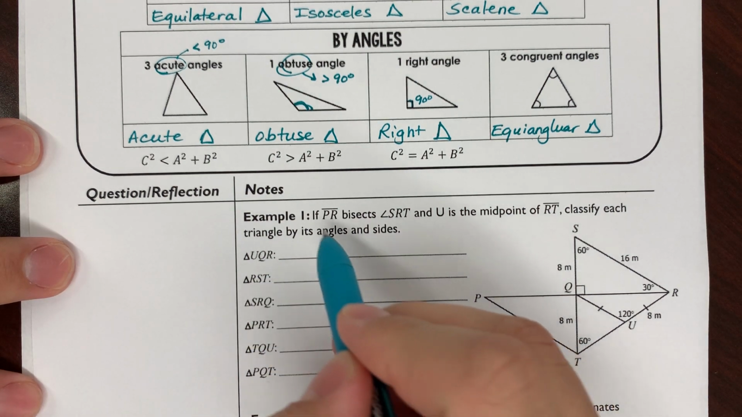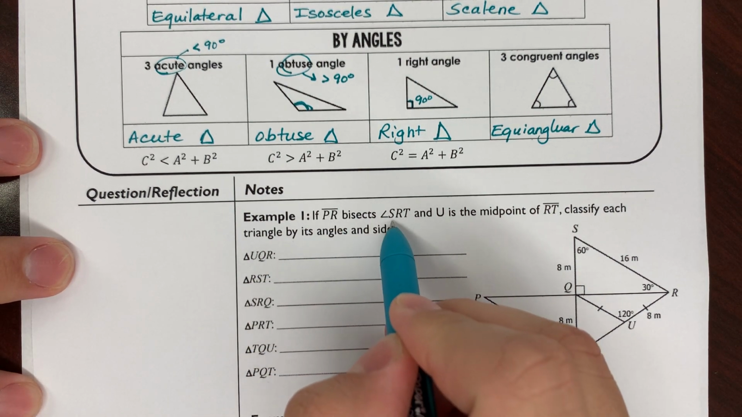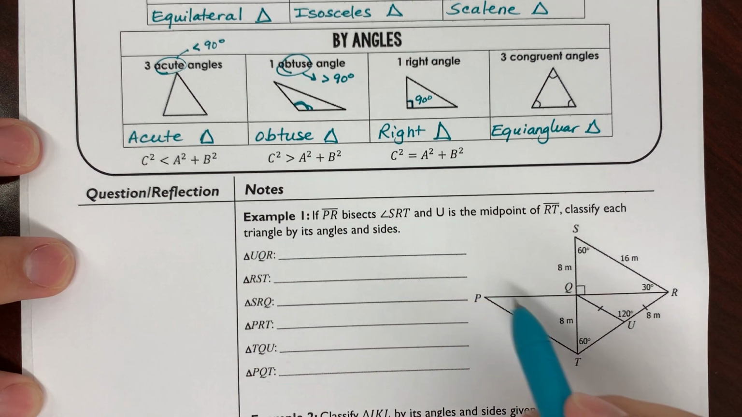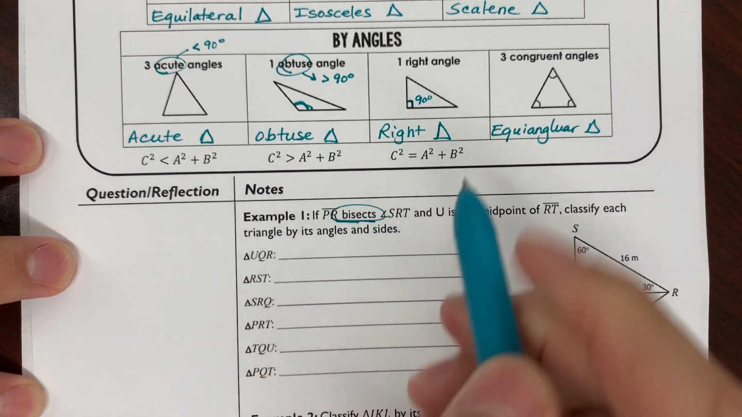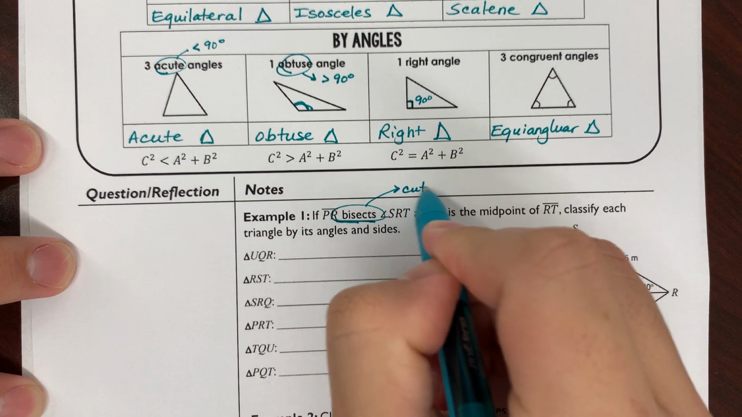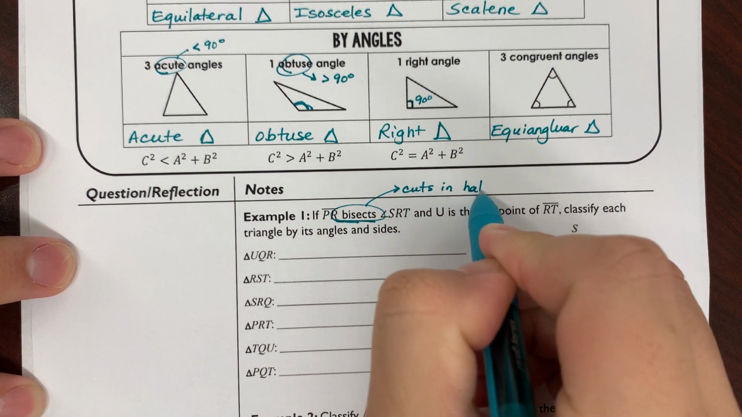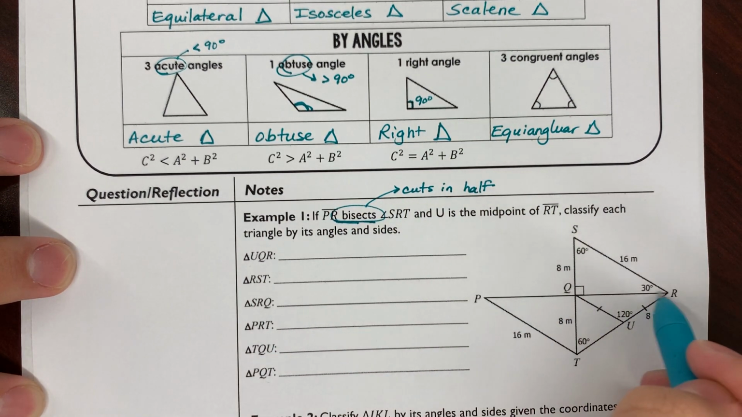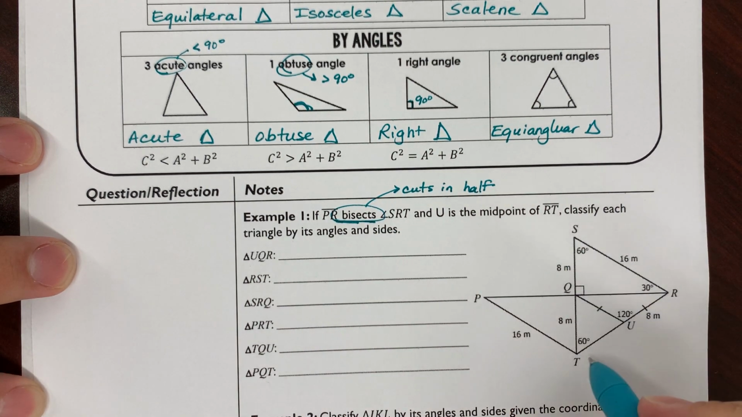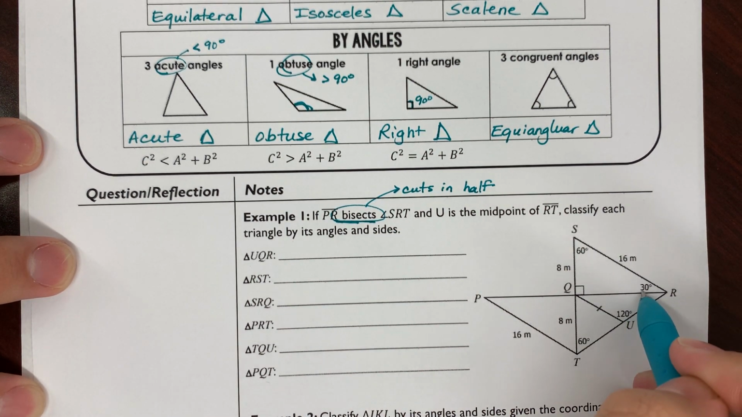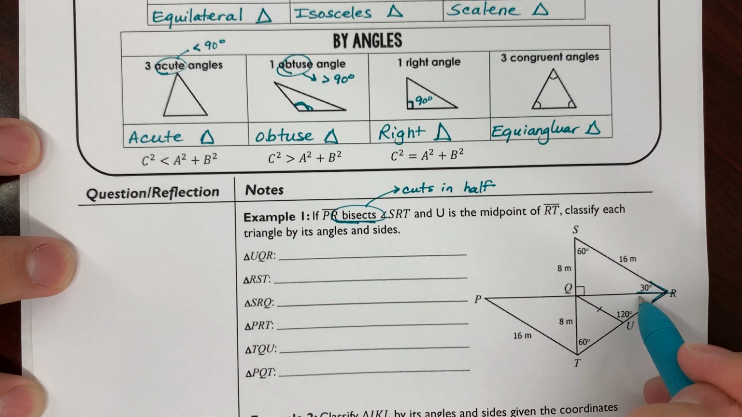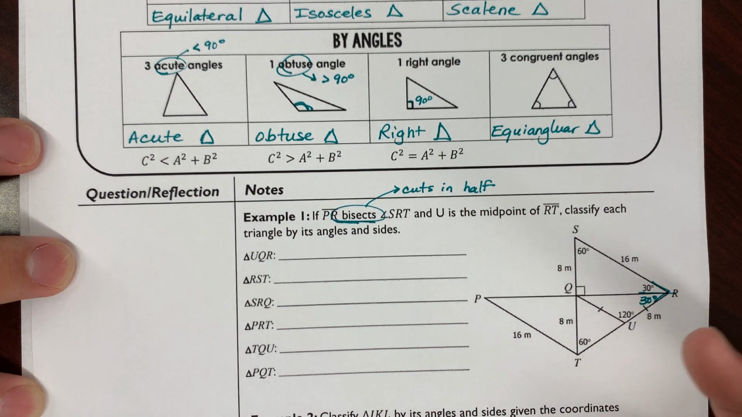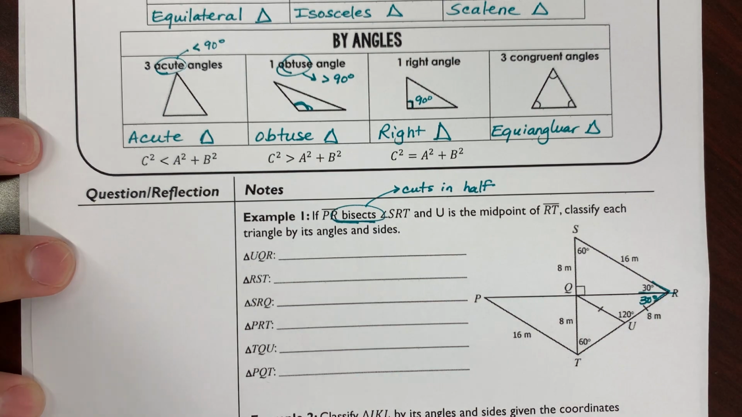So let's go ahead and read this. It says if PR bisects angle SRT. So this is PR right there. This bisects, and for those of you who don't remember what bisects means, that means cuts in half. So really this line right here cuts angle SRT in half. So if we know that this cut this angle in half, then if this is 30 degrees, that should also be 30 degrees. When you cut something in half, it cuts it into two equal parts.